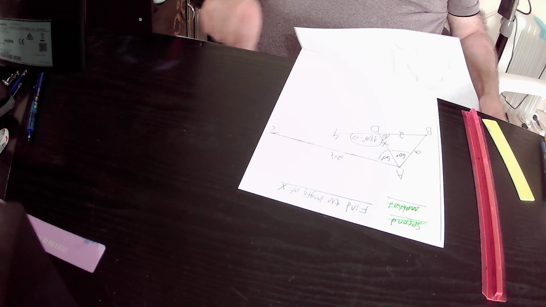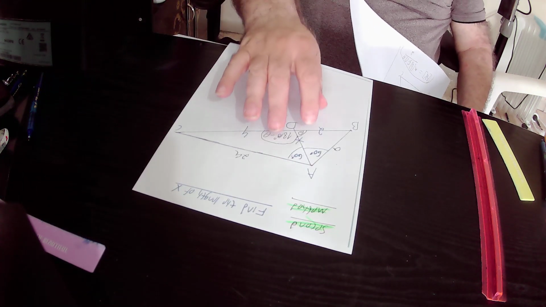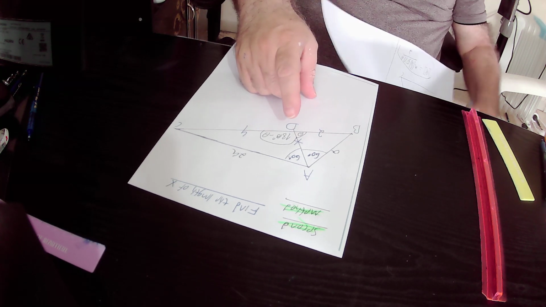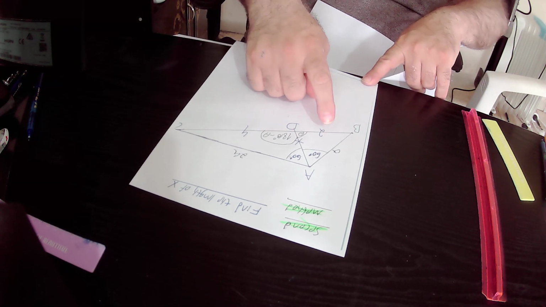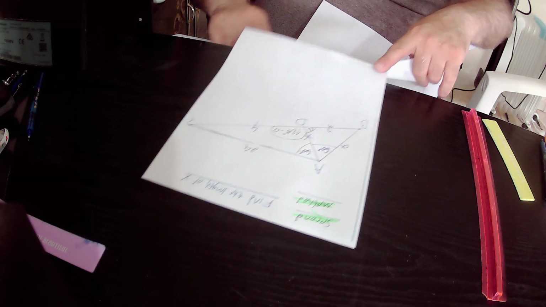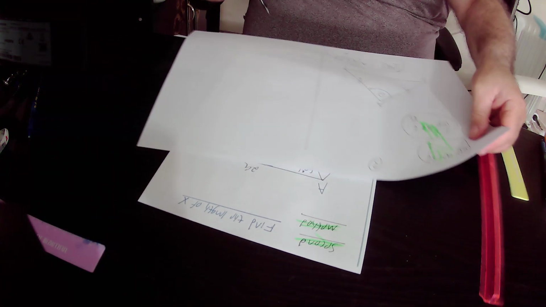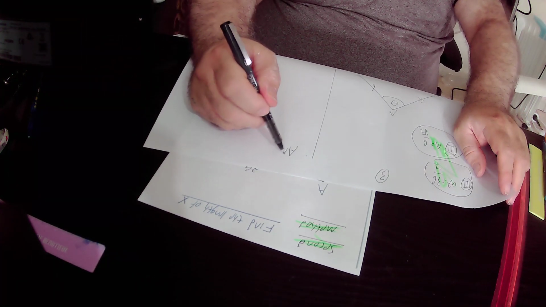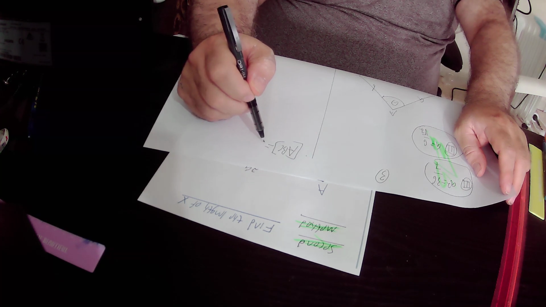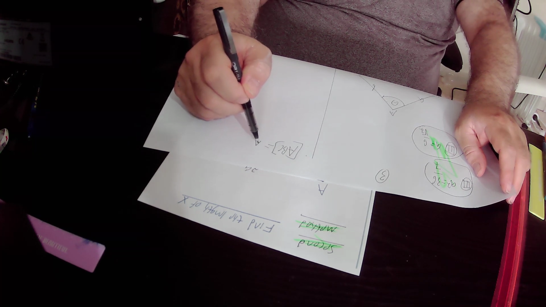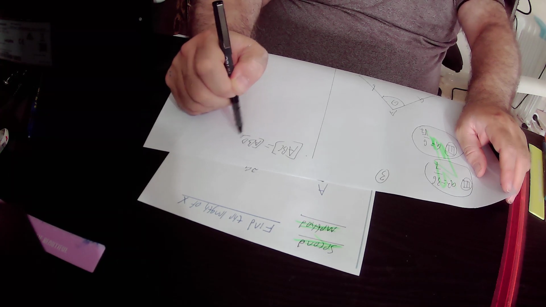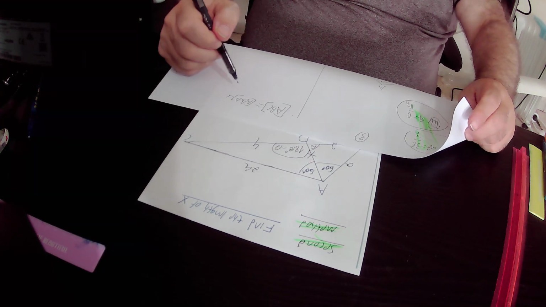It is very easy to see that the area of triangle ABC equals the area of triangle ABD plus the area of triangle ADC. So we write it down. The area of triangle ABC equals the area of triangle ABD plus the area of triangle ADC.